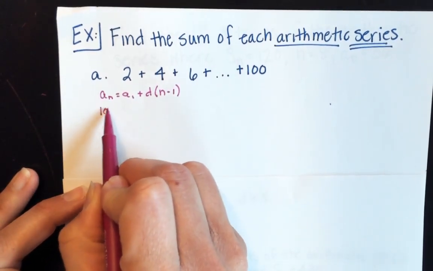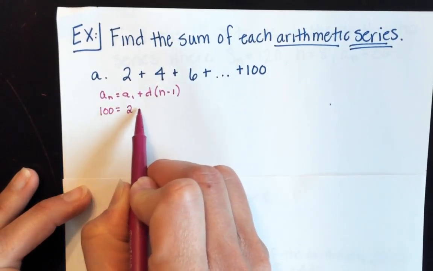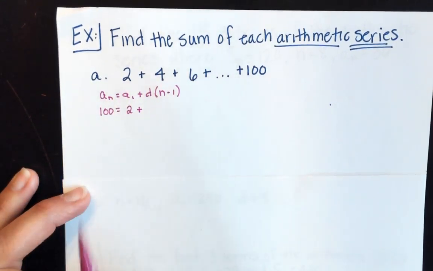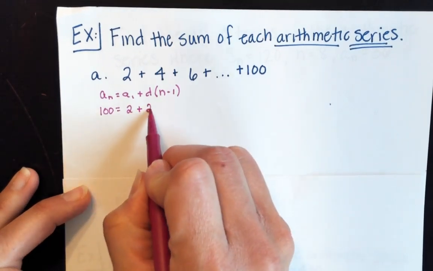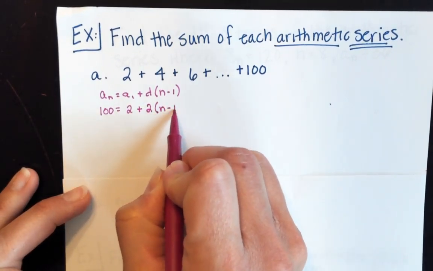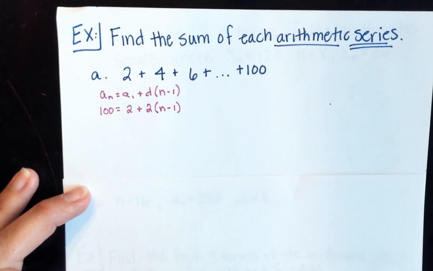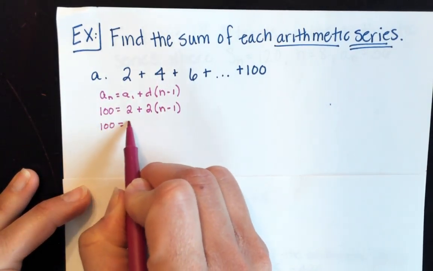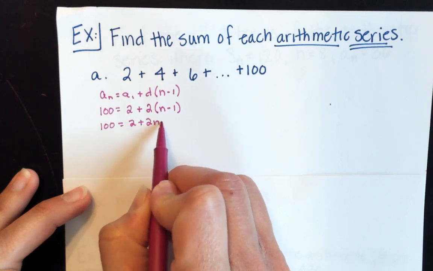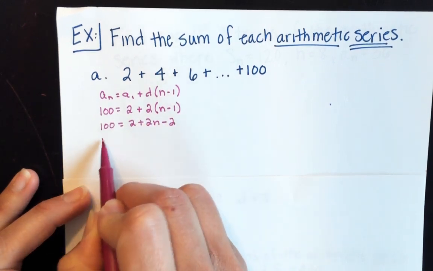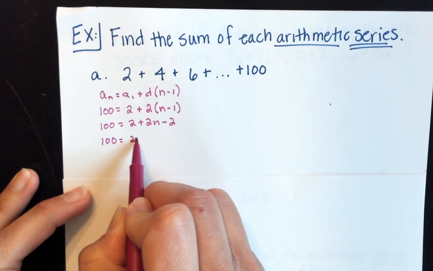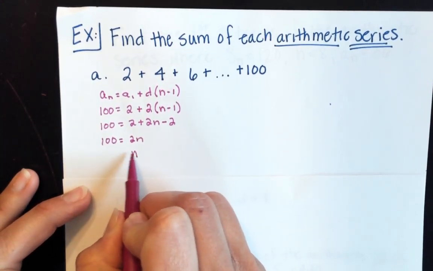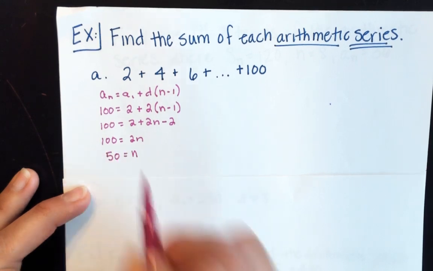And we have our 100 equals 2 plus, I'm going to assume that we can all see that our common difference is 2. And we end up with 100 equals 2 plus 2n minus 2. Or 100 equals 2n, because those are going to cancel. And we find out n is 50.